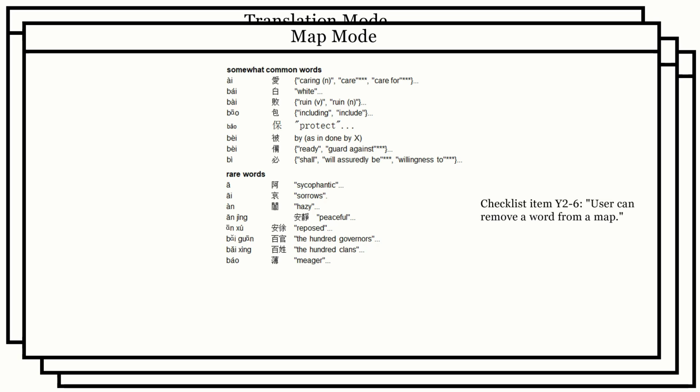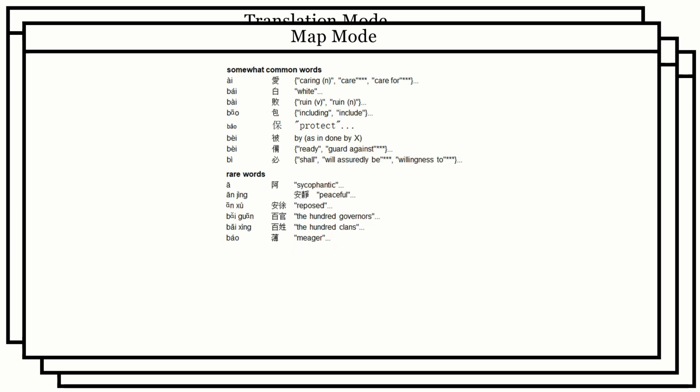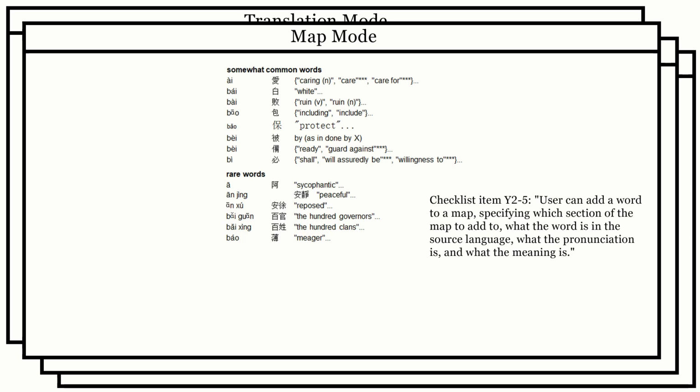And checklist item 2-6, user can remove a word from a map. I could choose some words from whatever section, for example the rare words section, and remove them from the map entirely. Checklist item 2-5, user can add a word to a map specifying which section of the map to add to, what the word is in the source language, what the pronunciation is, and what the meaning is. Okay, this is how we add words manually to a map.